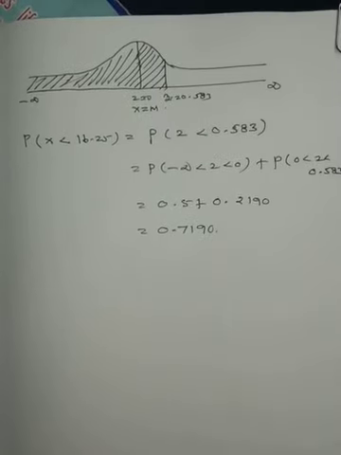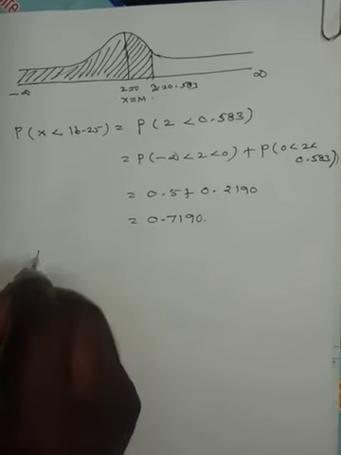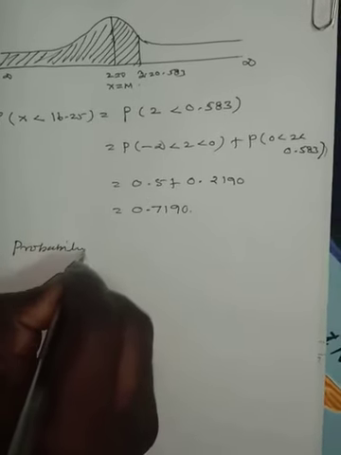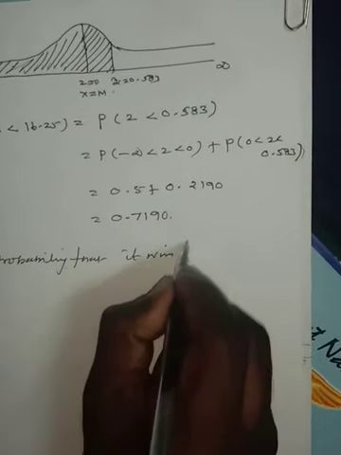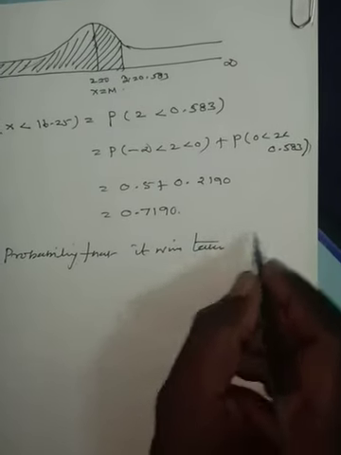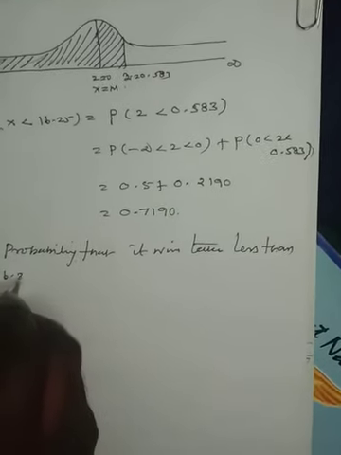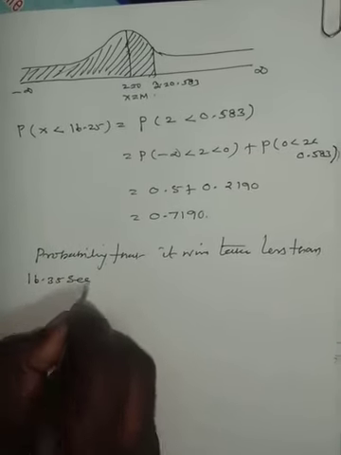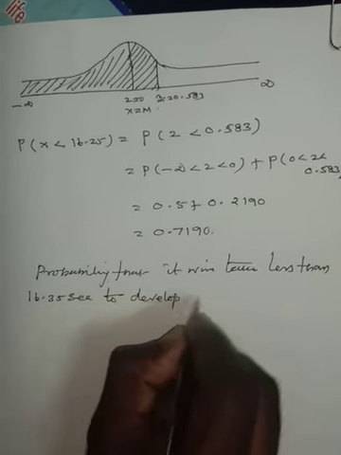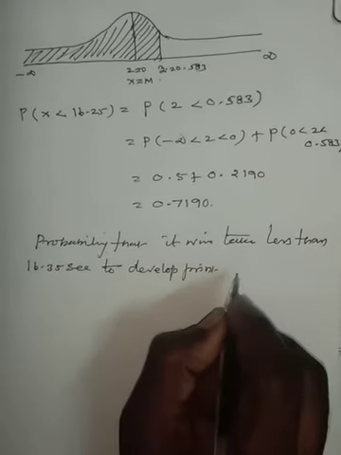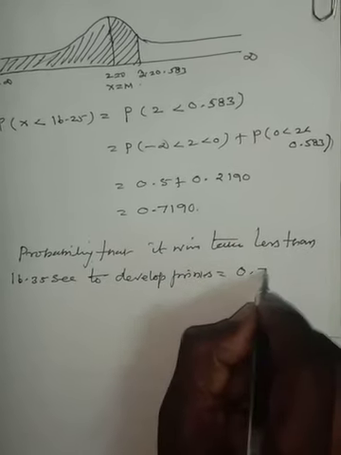The probability asked in the question is the probability that it will take less than 16.35 seconds to develop prints, which is equal to 0.7190.